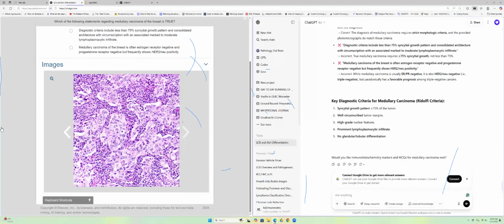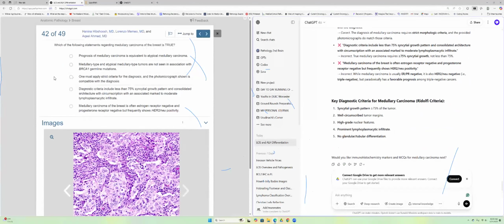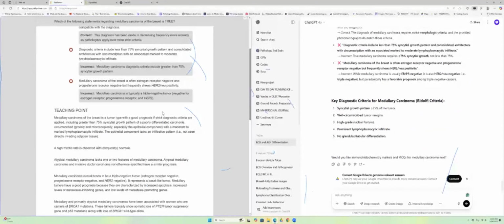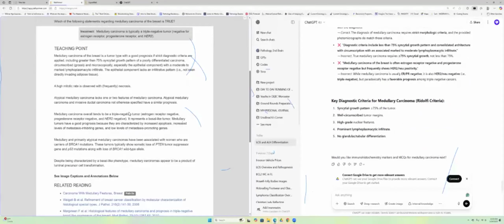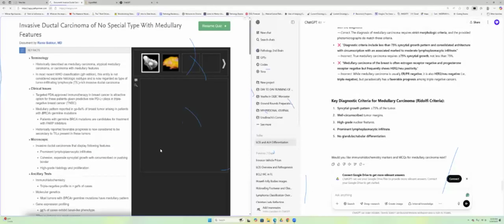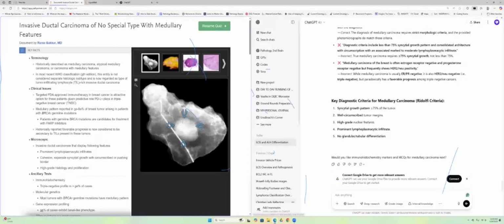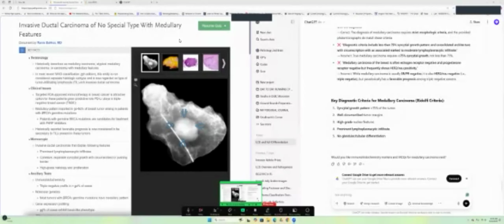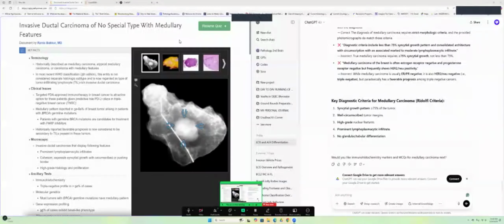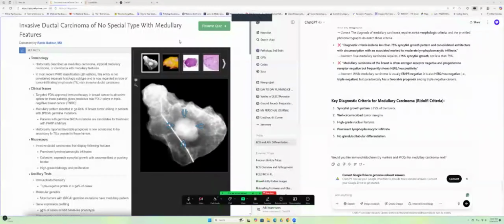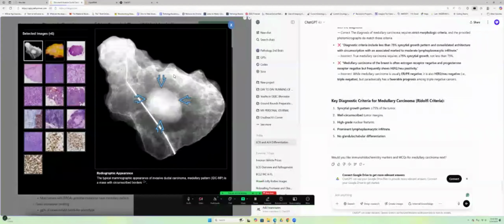Okay, let's go ahead. Mr. Chat is correct. They now call it carcinoma with medullary features or something. What do they call it? They call it now invasive ductal carcinoma of no special type with medullary features. Let me see how many things we have here. Okay, not much. Thank God.